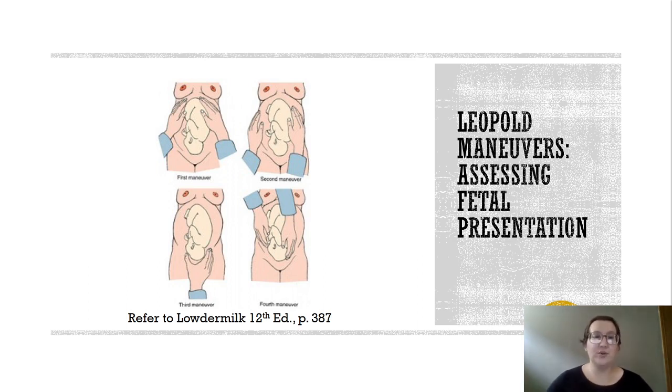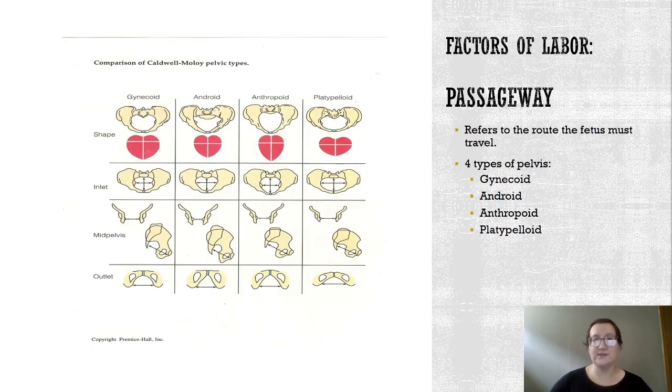So Leopold's maneuvers are a non-invasive way to assess and determine that fetal presentation. It's a systematic way, the provider has a precise set of movements, the first maneuver, second maneuver, third maneuver, fourth maneuver, and they palpate the uterus through the abdomen, and again, they're looking at that lie and that presentation. Used more so by the midwives, the providers tend to use more of the ultrasound to help determine all of that.